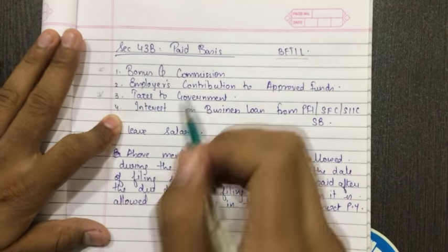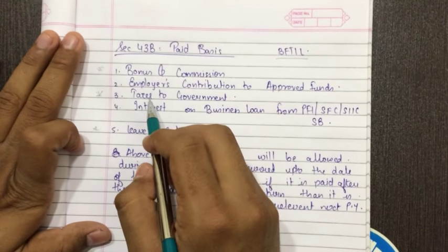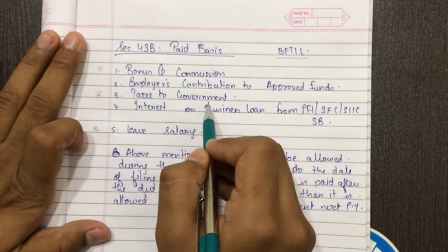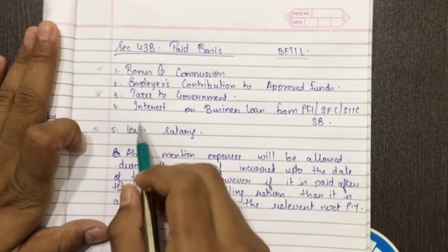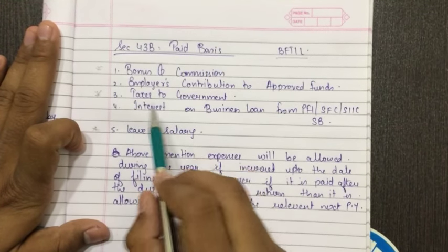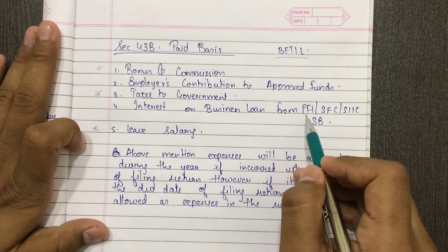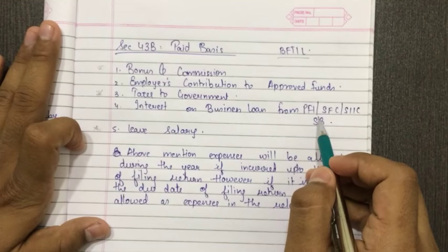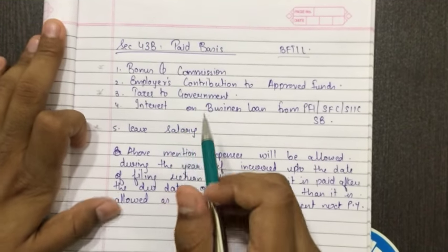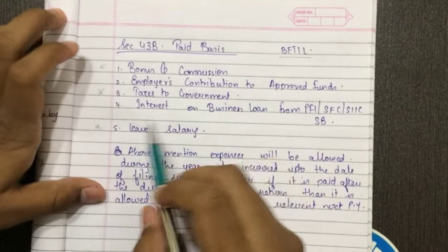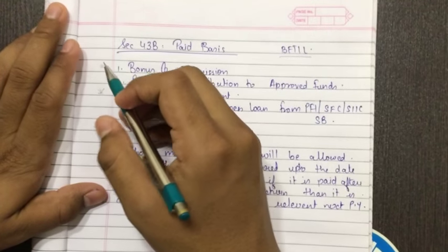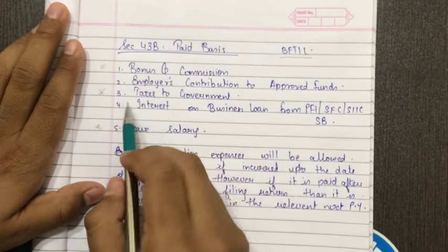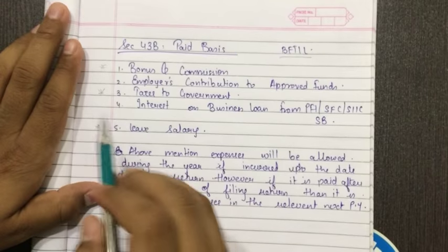Bonus and commission. T stands for taxes to the government. This is also new to you all. I stands for interest on business loan from PFI, SFC, SIIC, SB. This was also there in section 36. And L stands for leave salary. So all these three, bonus and commission, taxes to the government, and leave salary, are new to you all.